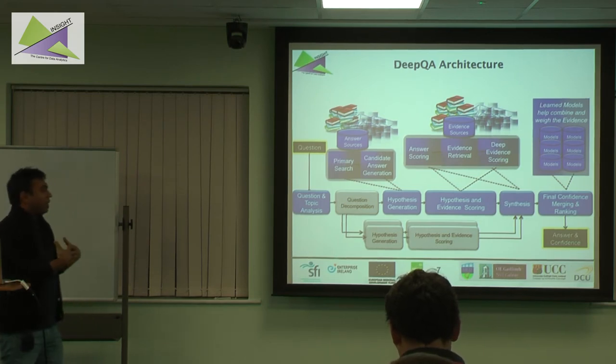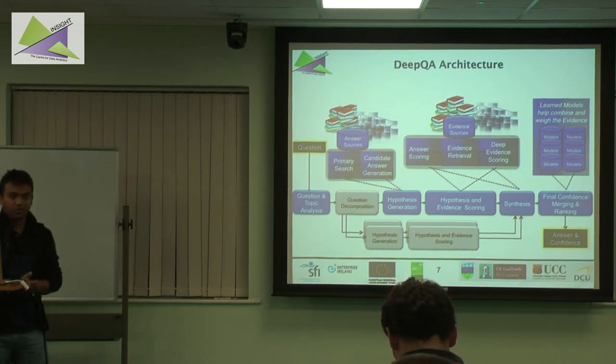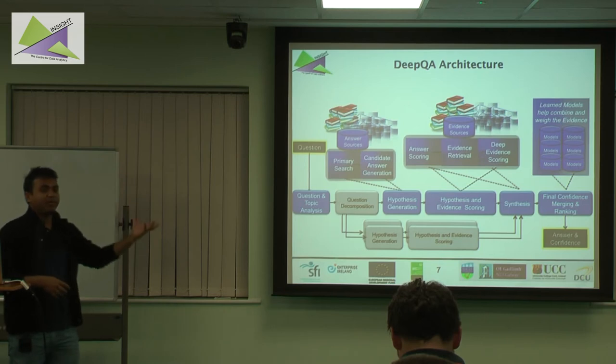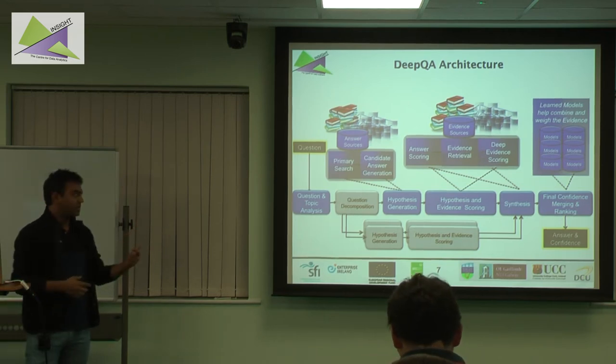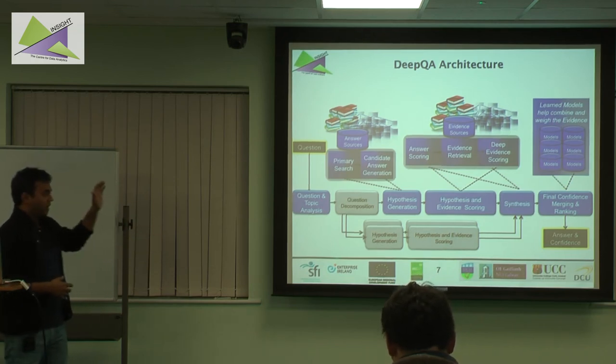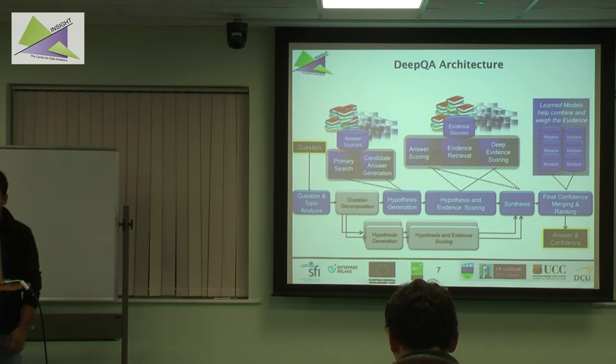Because every candidate has several evidence scores, they have to combine them into one single score. For that, they use a machine learning method. Simply, they train the model on previous questions using logistic regression and transform the scores into the final confidence, and then you can get the final answer.